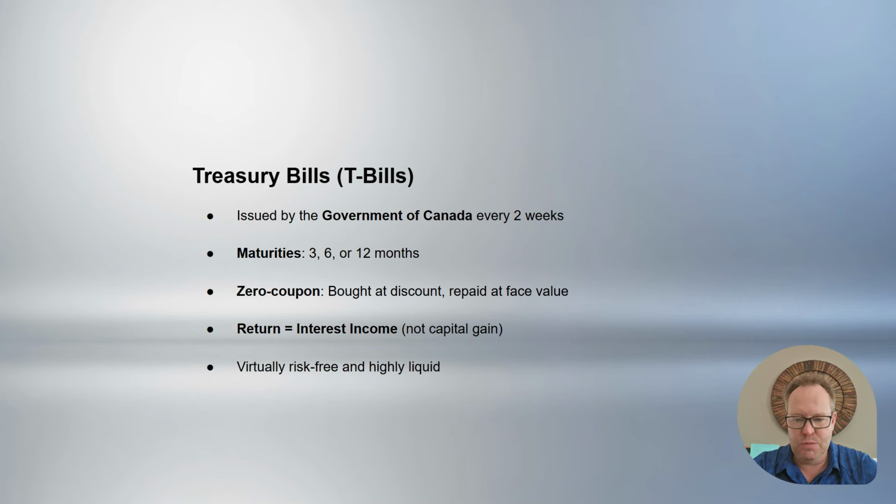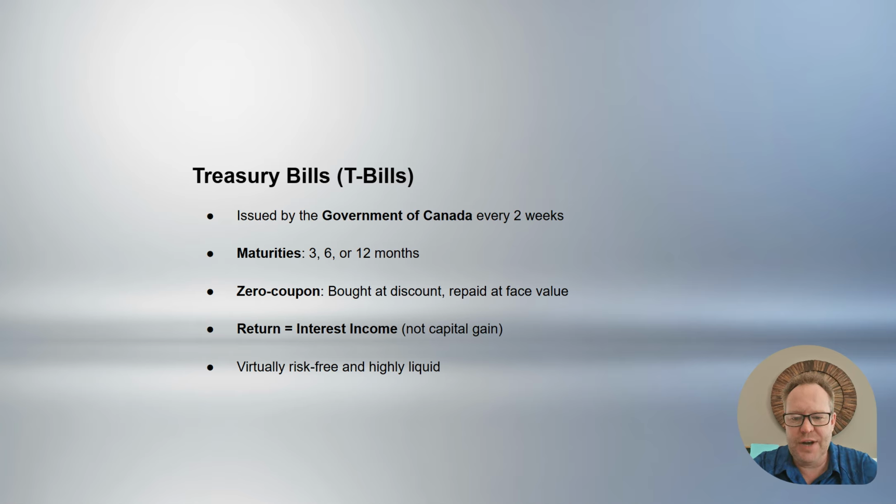So T-bills are one specific type of fixed income. They're specifically issued by the government of Canada. They're issued every 2 weeks. They're what we would consider short to very short maturity dates, meaning they come due, they're repaid within 3, 6, or 12 months.